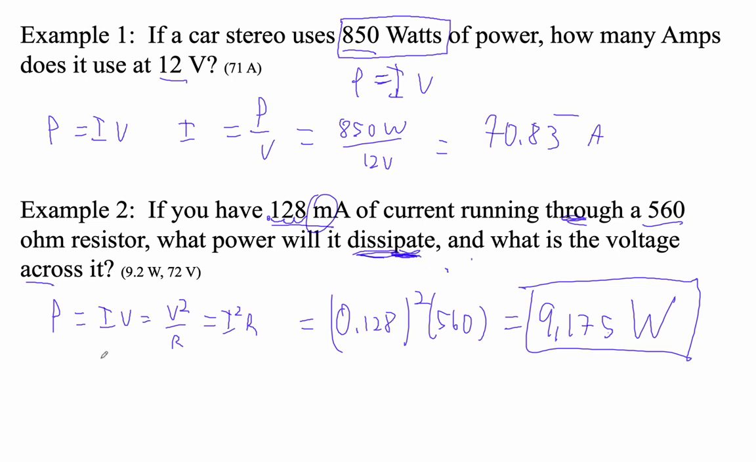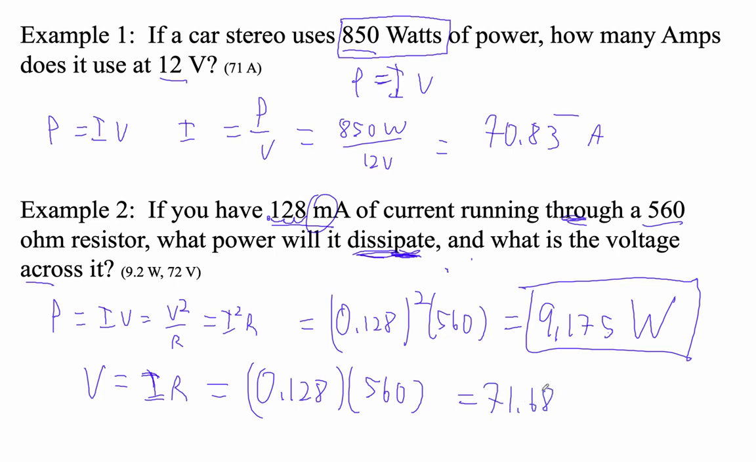So what is the voltage? V is IR. I'm finding the voltage, and I is 0.128 and R is 560. So 0.128 times 560 is 71.68 volts across it. Alrighty, I think that's it.